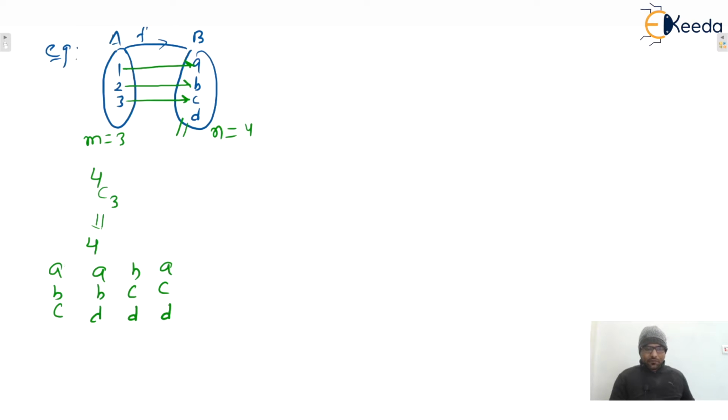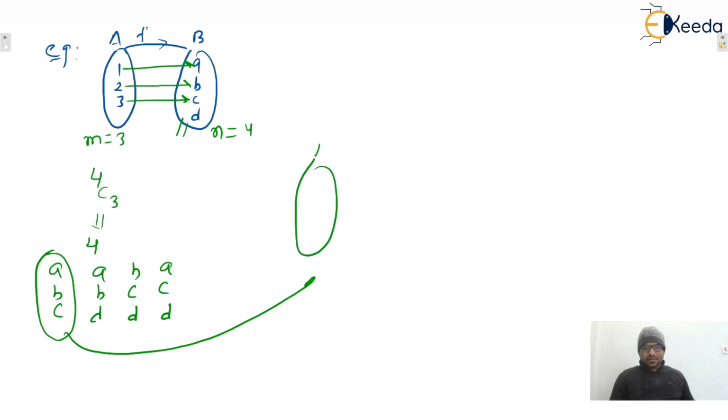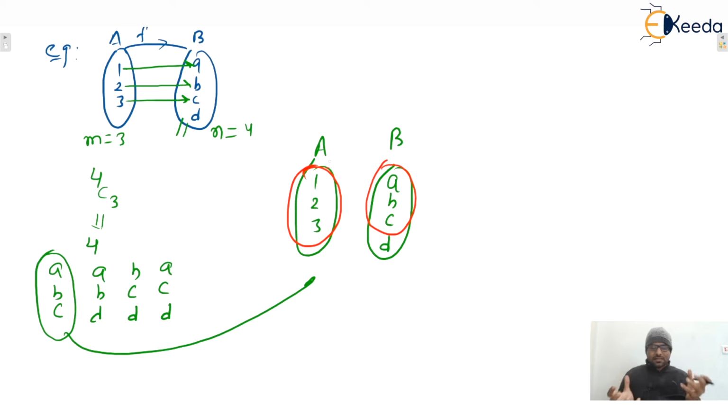Let's say the first combination, ABC, is selected. Let's say this is set A: 1, 2, 3. Now we selected three elements, A, B, C, and D is unmapped. Here we selected three elements. Now three elements are there inside A and three in B. So for one to one correspondence, we can permute these combinations, or these functions or mappings, in 3 factorial ways or not.